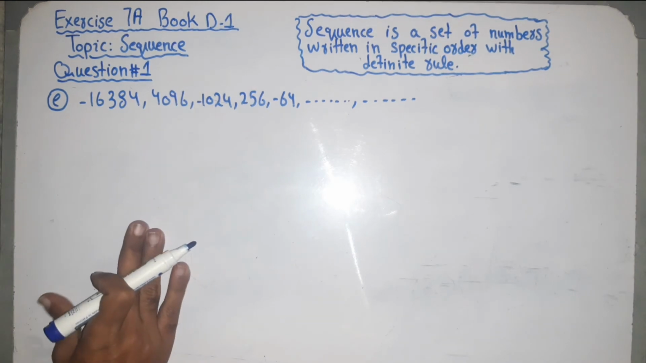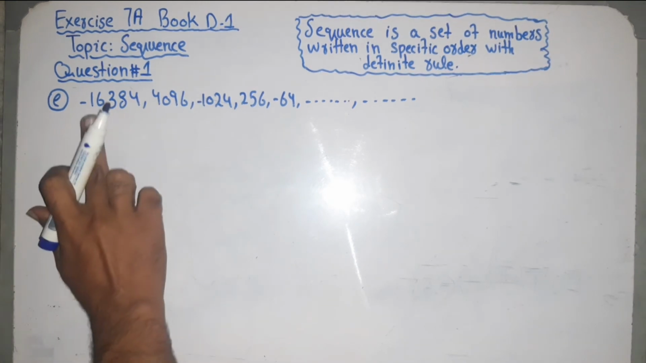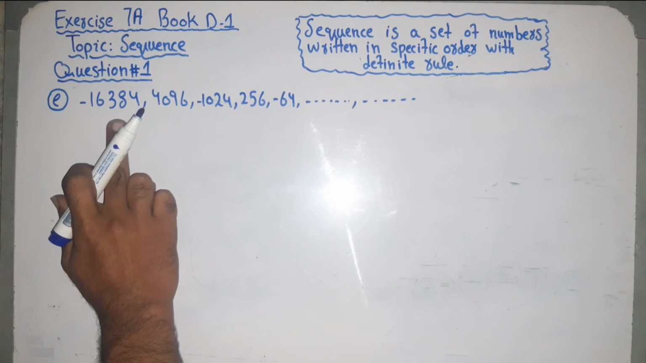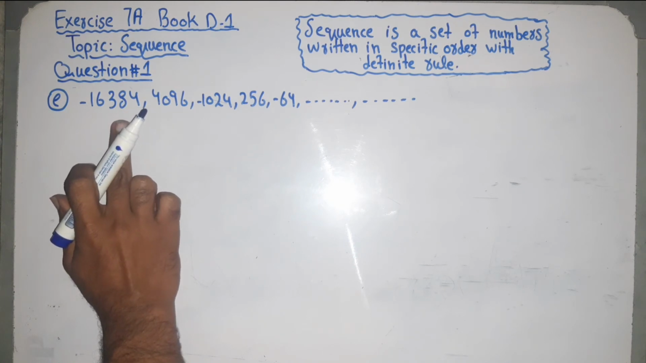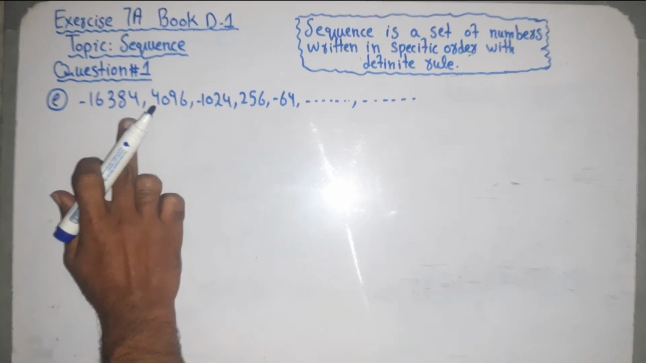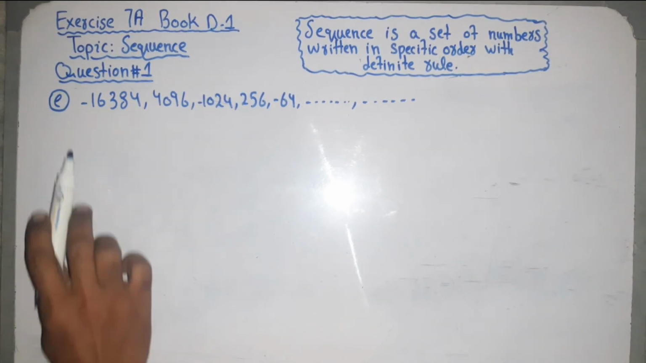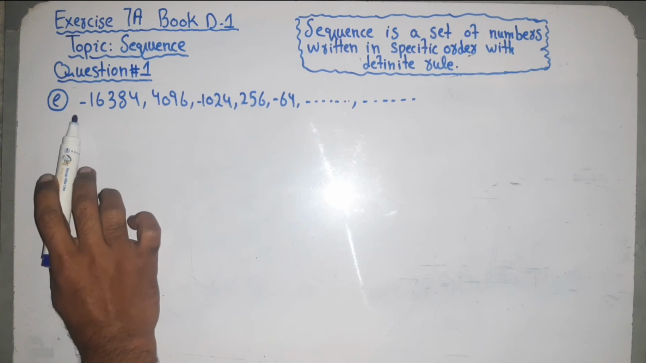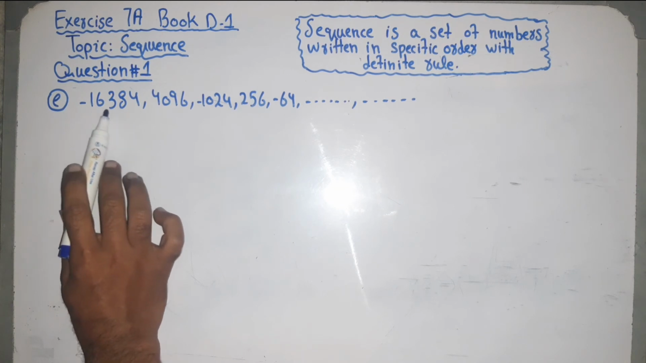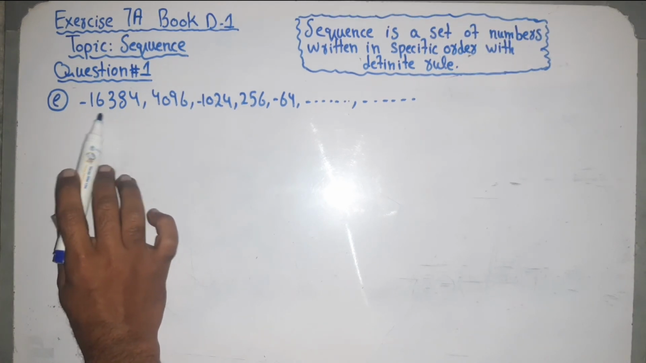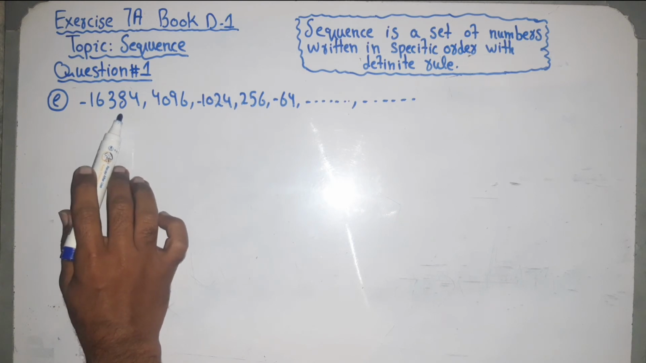So we have to check the first term, that is 16,384. We will ignore the sign to solve this question. So let's suppose we have 16,384.